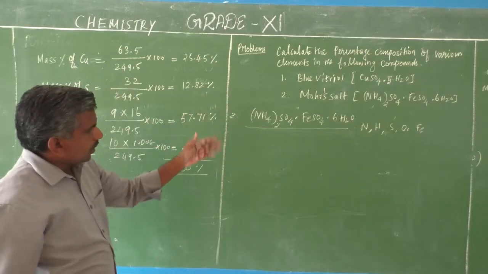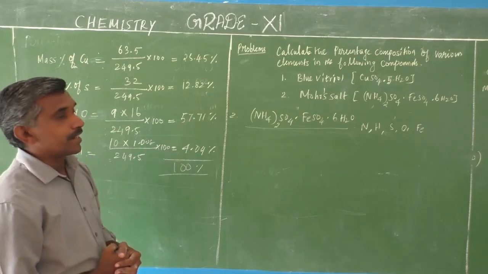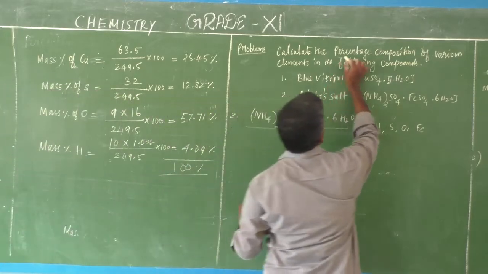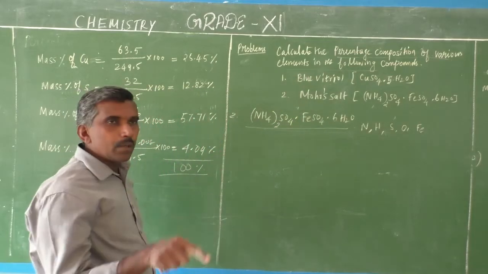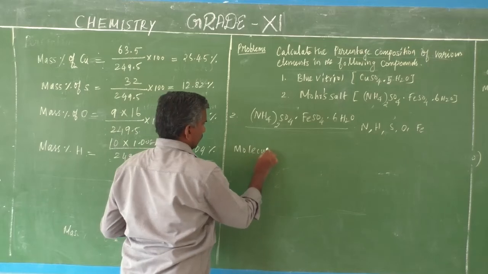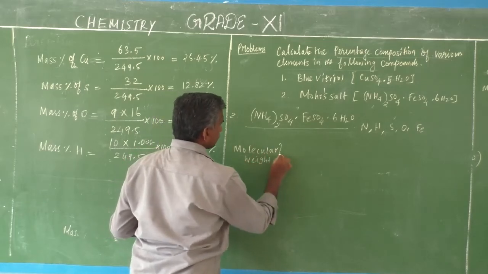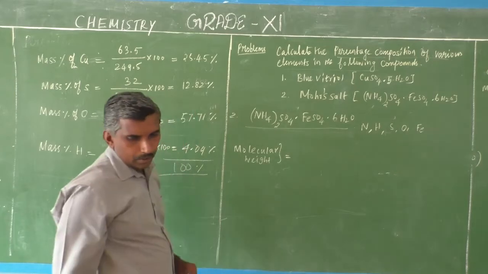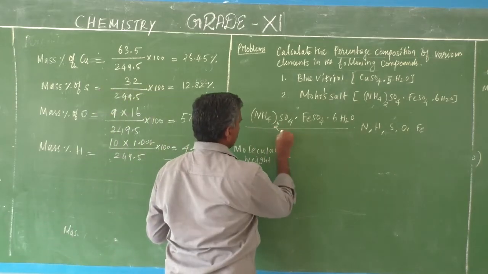Find the element percentage. Calculate the percentage composition of various elements in the compound. First, okay, find the molecular weight. Molecular weight. Here 2, this 2.